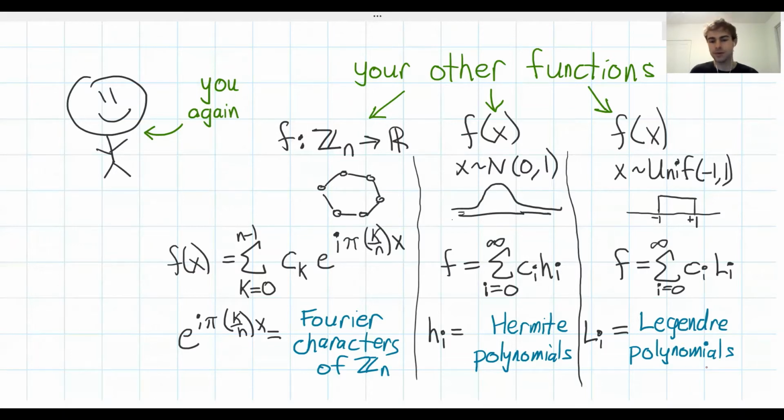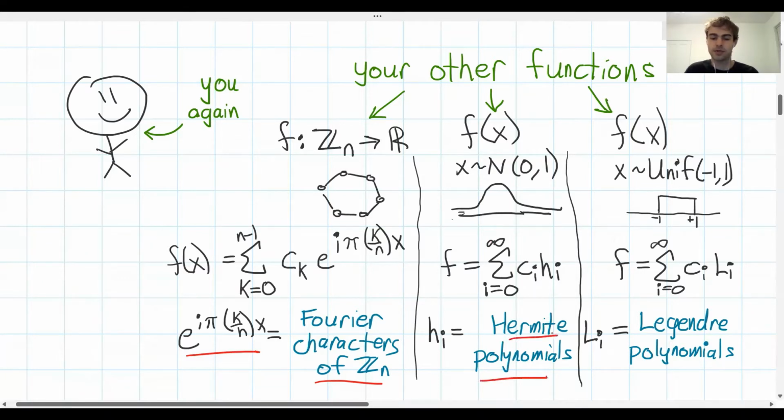In all of these settings, you might want to express your function f in terms of an orthonormal basis on the input domain. So in this first setting, the orthonormal basis that you should choose are the Fourier characters of Z_n, which I've written here on the slide. They're these exponentials. In the second setting, when the input is from a normal distribution, the orthonormal basis that you'd like to use is the Hermite polynomials, which are orthogonal when their input comes from the standard normal distribution. And in the third setting, the orthonormal basis that you could use is the Legendre polynomials, L_i.